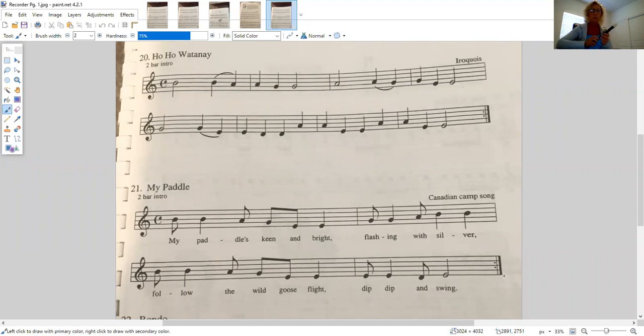Let's do number 21, My Paddle. Let's listen to it again. Or let's not listen to it. Let's play it along with Miss G. Here we go. 1, 2, finger your B.